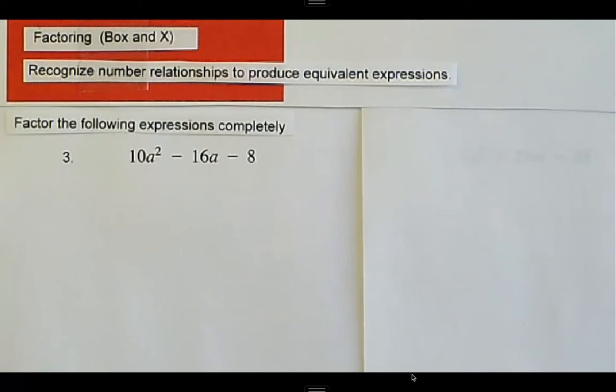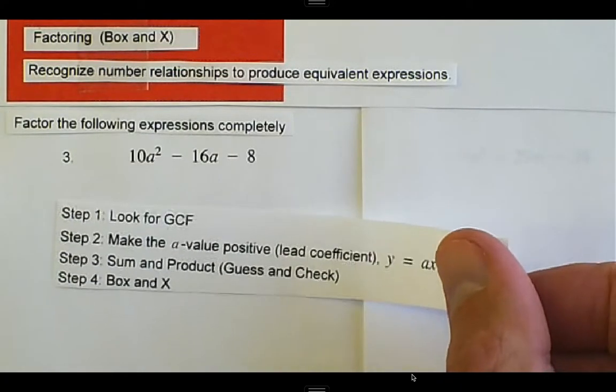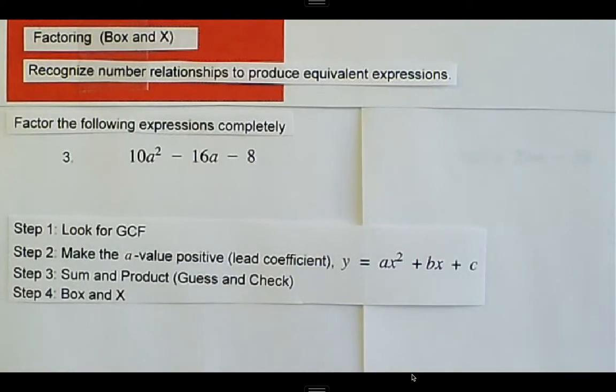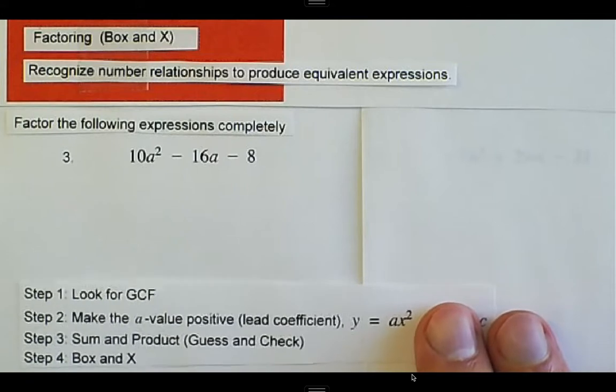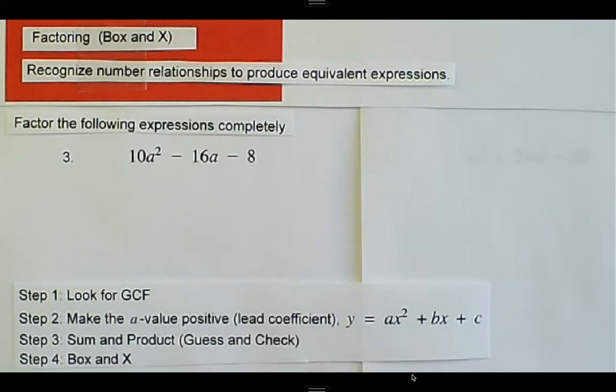We are looking at factoring and using the box and X method to help us figure out what our binomials are. And so we still have to follow the process in order to get to the box and X method. So if we're looking at this here, the first thing that we come to always is we're trying to find if we have any greatest common factors. And in this case, we do have one.